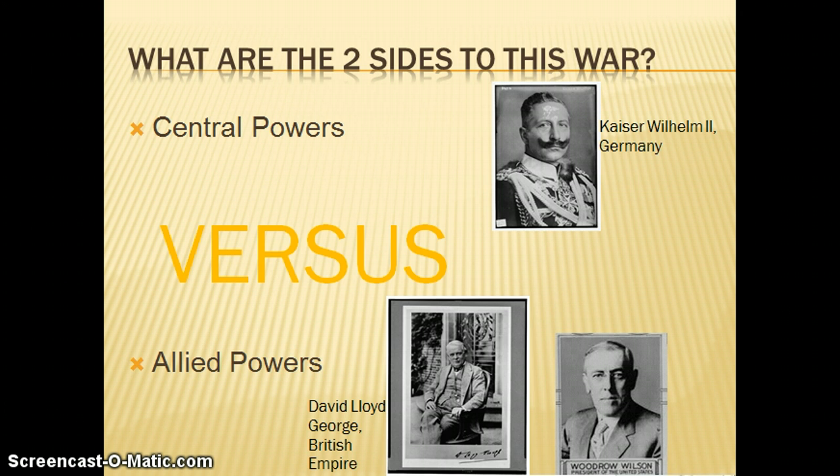Now, what are the two sides to this war? It is the Central Powers versus the Allied Powers. And I pictured a few leaders for you on this slide. In a moment, we'll talk about which countries made up which side. The majority of those countries are in Europe. The one who is not is the United States.